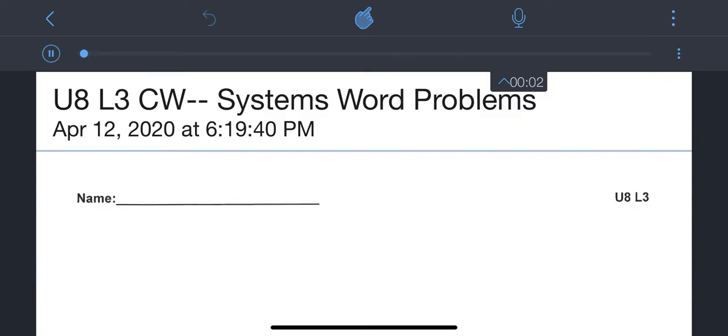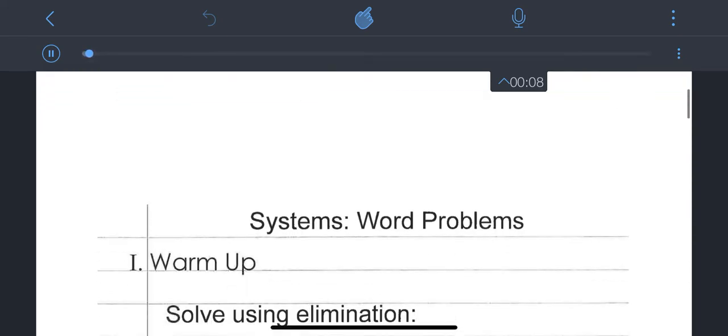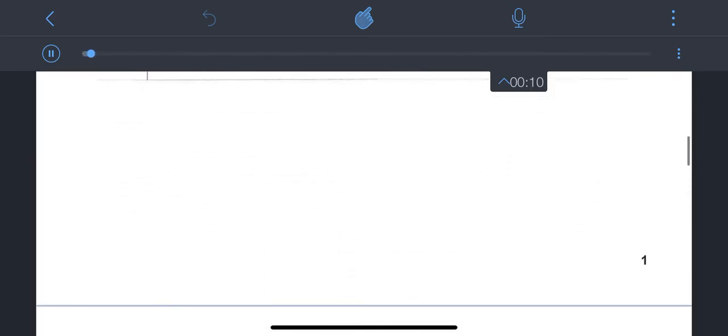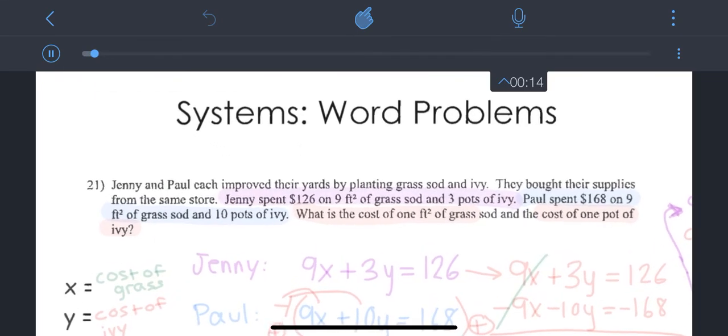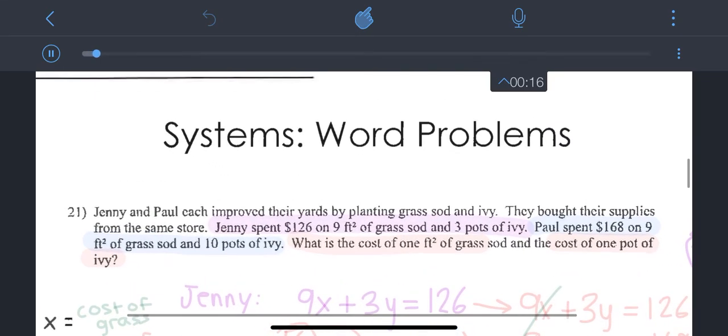So in this video, I'm going to use the two methods that you guys have learned so far, substitution and elimination. I'm going to show you guys how to apply them into word problems. And I know that we don't necessarily like word problems, but this video is going to show you that there actually is a pattern to them, and they're not as bad as you think.